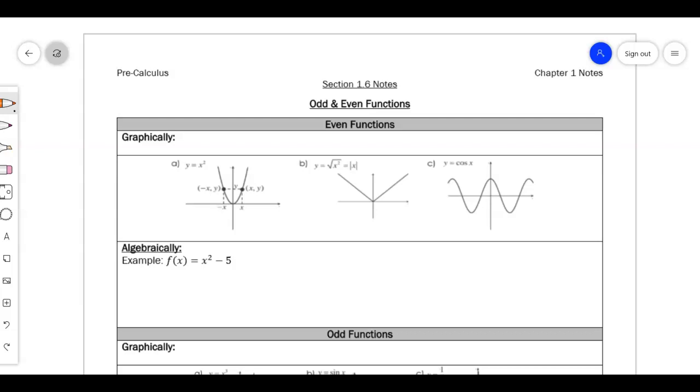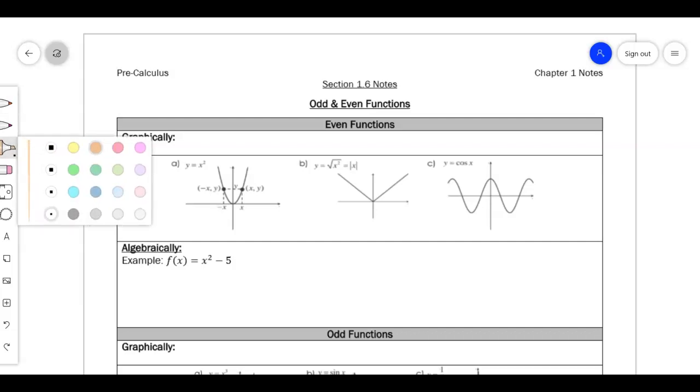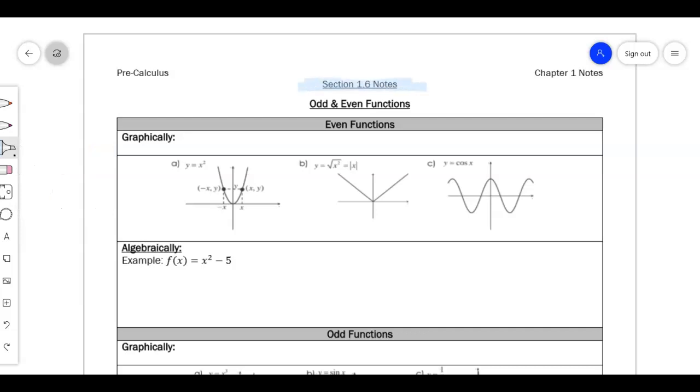Alright, so in this video we are going to cover section 1.6 notes. You can locate this in your chapter 1 packet. The rest of section 1.6 is going to talk about odd and even functions.